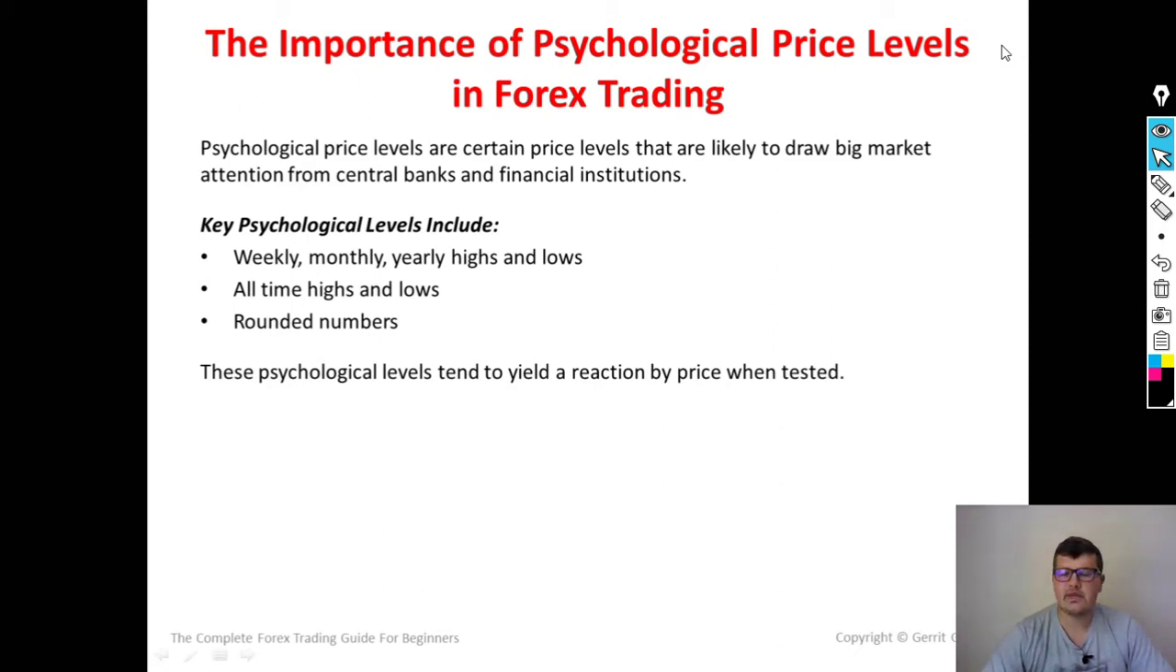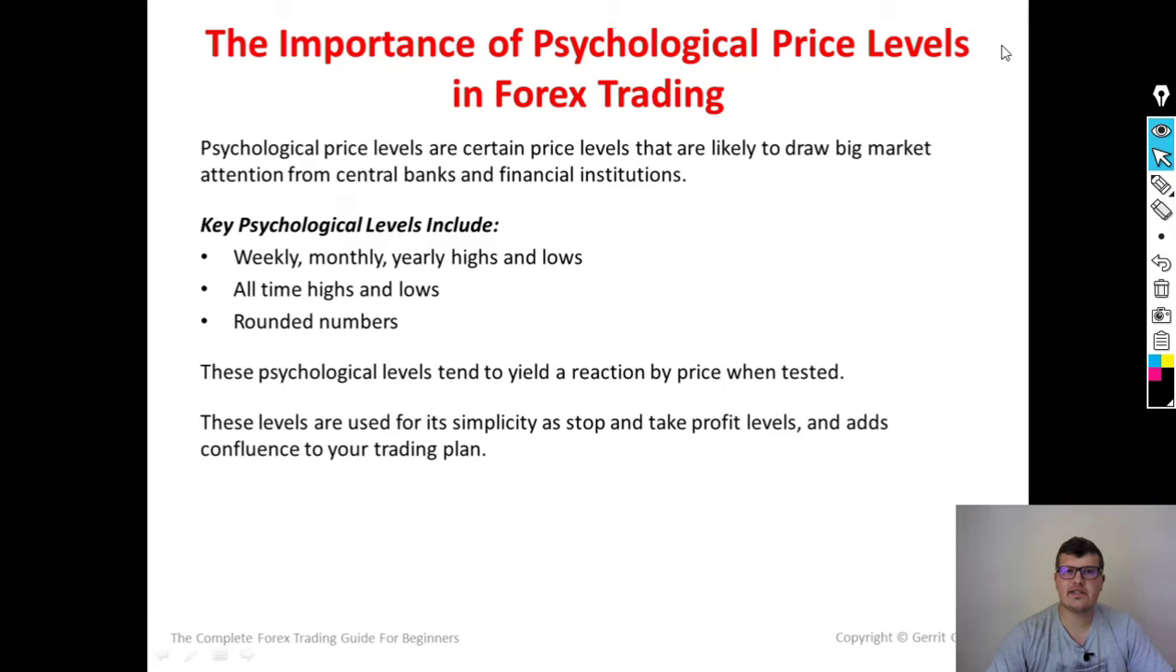So when the market hits a nice psychological level, for example the 0.5 level, then there tends to be some sort of price reaction at this specific psychological level because it's a nice rounded level in a specific Forex currency pair. Now, these levels are used for their simplicity by the big market movers as stop and take profit levels, and add confluence to your specific trading plan. So they can be nice stop loss or take profit areas for you to be aware of whenever you are trading a specific currency pair.